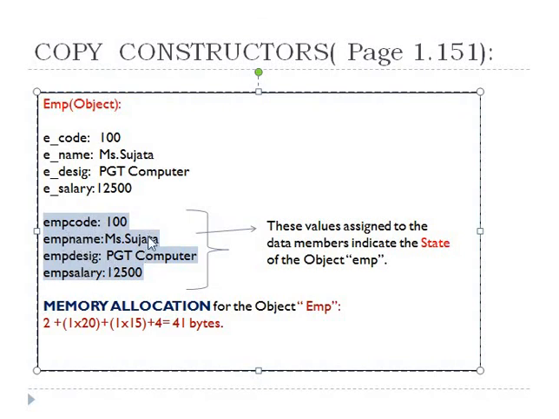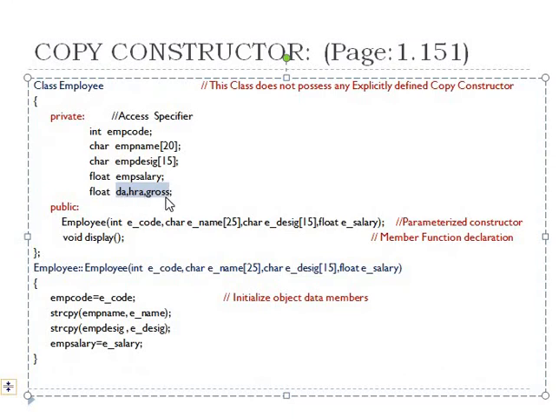salary, have been assigned these initial values of 100, Sujata, computer and 12,500. Since the initial values have been passed only to these 4 data members, the memory allocation for the object EMP will be based on these 4 data members only. As a result, 41 bytes has been calculated on the basis of these 4 data members. The data members DA, HRA and gross have been ruled out for memory allocation because they haven't been passed any initial values.